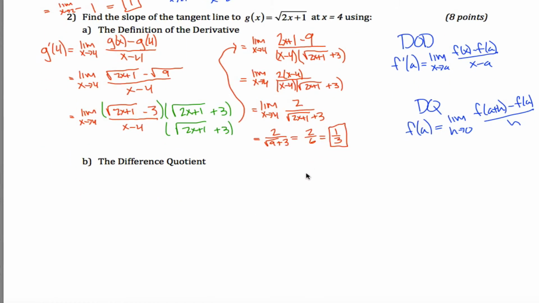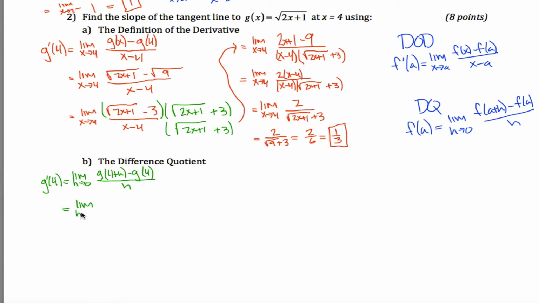And now do it all over again, except instead of using the definition of the derivative, use the difference quotient. Okay, well here's the difference quotient here. The difference quotient tells me that g prime of 4 I can find by evaluating the limit as h approaches 0 of g of 4 plus h minus g of 4 divided by h.